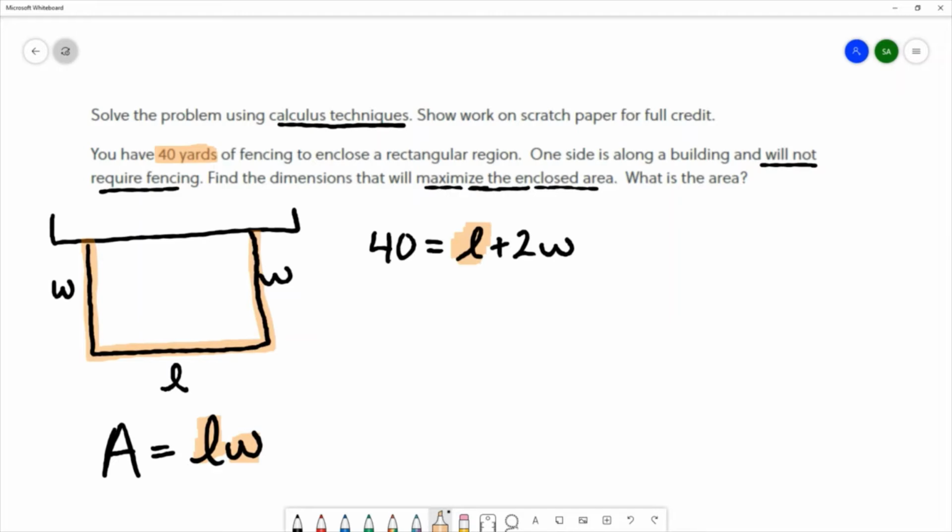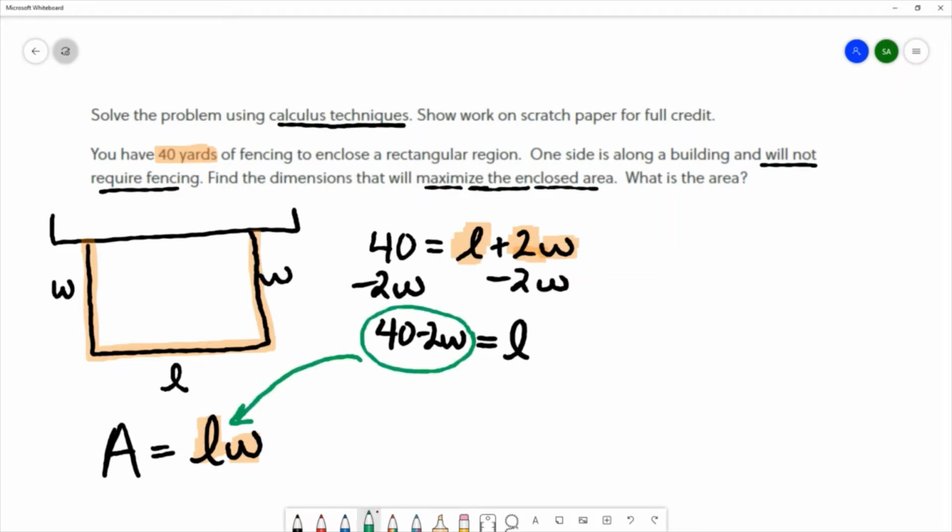Although solving for width is a valid way of doing the problem, I would eventually have to divide by this coefficient, and I would have a fraction within my equation. So just to avoid that, I'm going to solve for the length. I'm going to subtract 2 times the width on both sides. This gives me the length equals 40 minus 2 times the width. And I'll be able to substitute this in for the length.